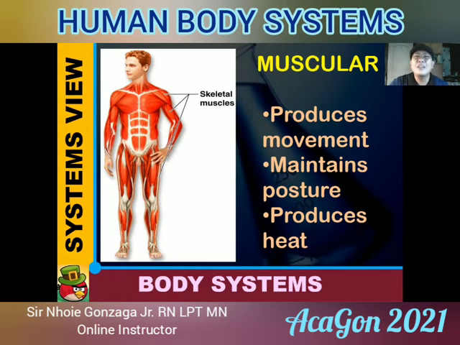That is because the muscles give body posture. And lastly, the muscles also help the skin produce heat so that your body can continue with circulation. So these are actually the primary functions of the muscular system.